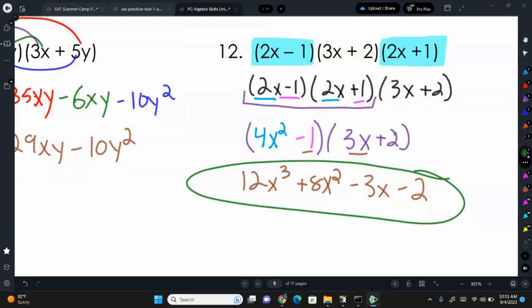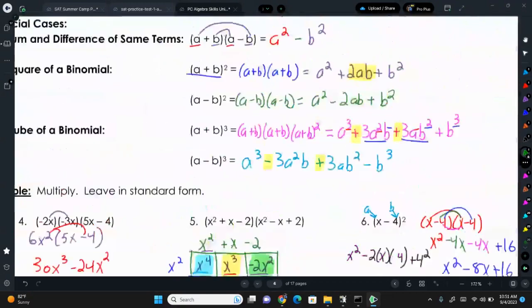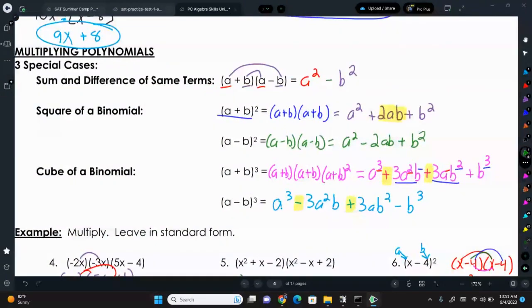So you may need to review this video a couple times to really understand and recognize those patterns from the first page. But like I said, you can always multiply it out, but these patterns are going to make things go by much quicker.